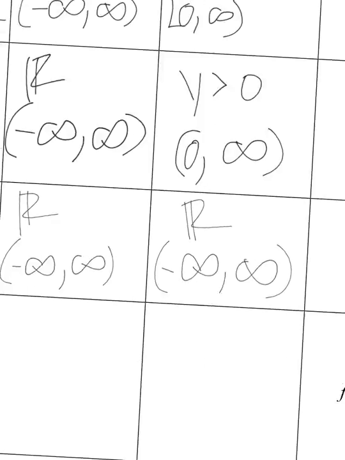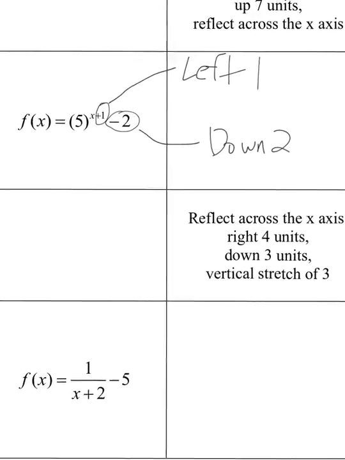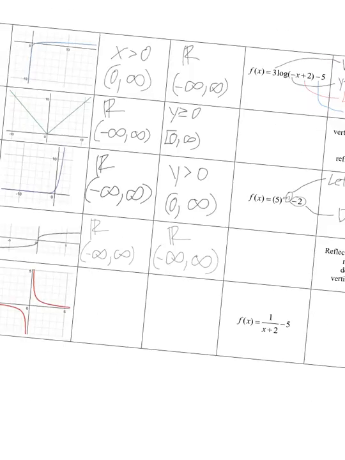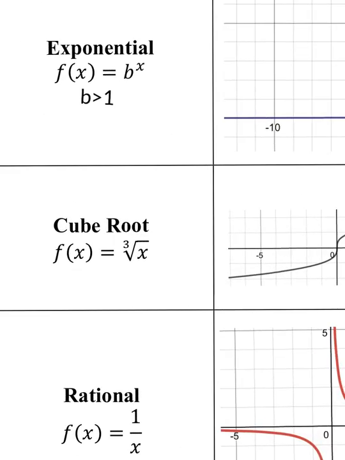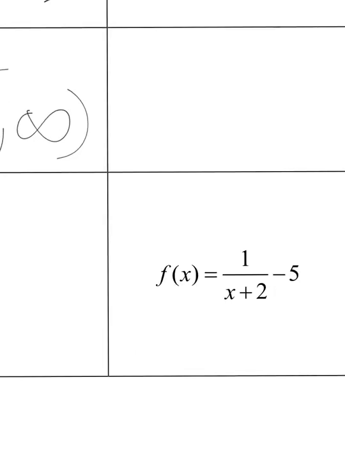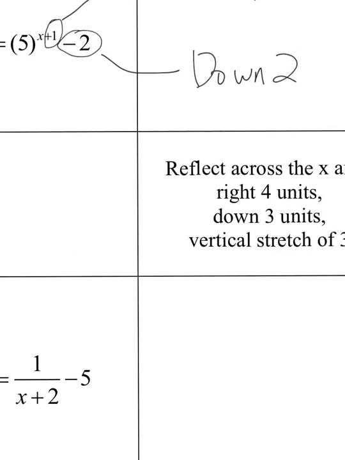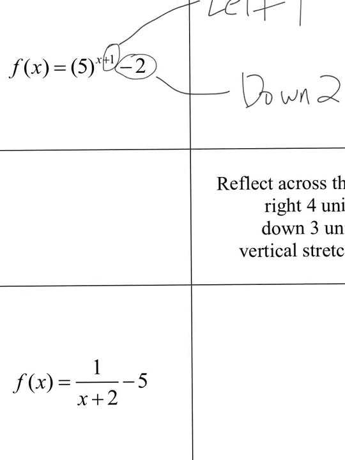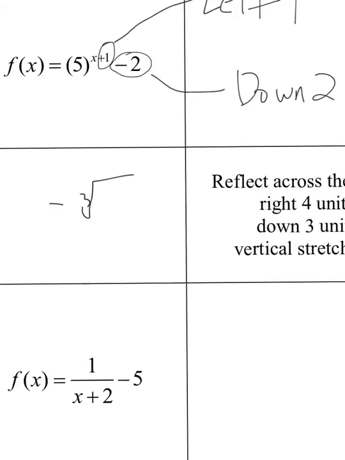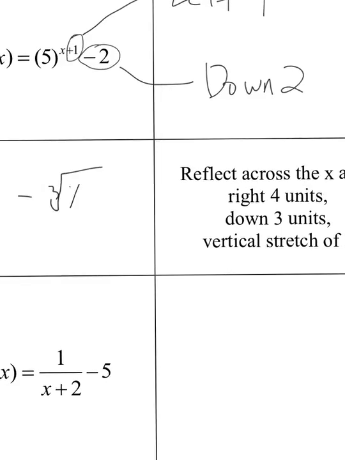All right, and let's look at the transformations. It says reflect across the x-axis. So that means we're going to have a negative out in front, not on the inside with the radical outside here. So I am going to put a negative, and then I'll put a little cube root. All right, and then it says it goes right 4 units. So right 4 would mean minus 4 on the inside. Down 3 units means minus 3 on the outside.